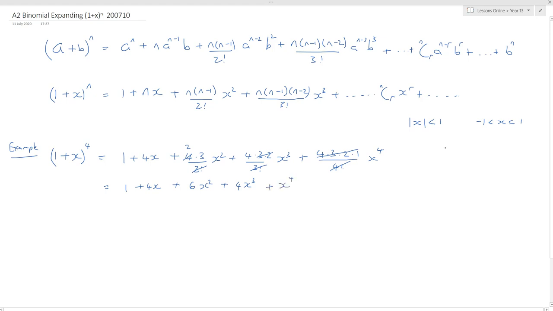Just something to note. Remember when we did Pascal's triangle? We had 1, 1, 1, 1, 2, 1, 1, 3, 3, 1, then 1, 4, 6, 4, 1. If we look at this row here, and we compare the coefficients we've got when we expanded 1 plus x to the power of 4, we got 1, 4, 6, 4, 1. So our expansion has worked quite nicely there.